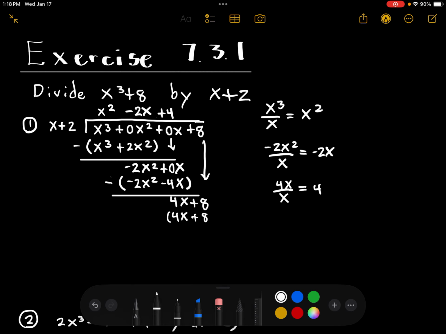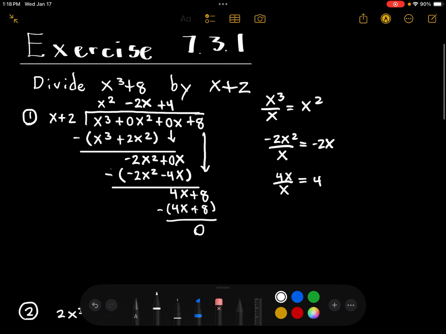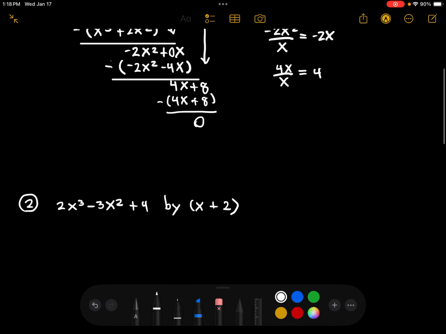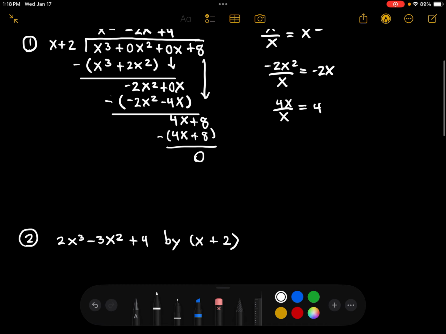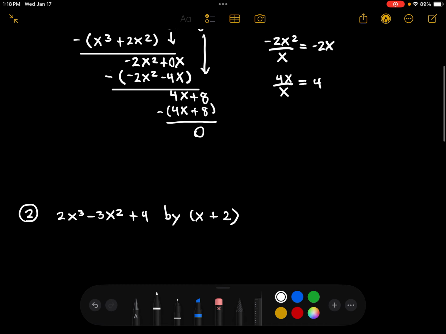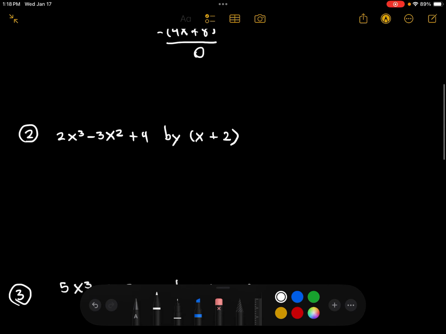And if I subtract it, I happen to get a remainder of 0, right? So that's the answer for that one. Now, on this next one, I would suggest for you to do it, say, long division or synthetic. It doesn't matter, but let's use synthetic just for the sake of practice, right?